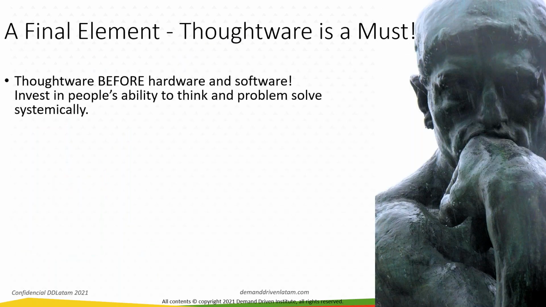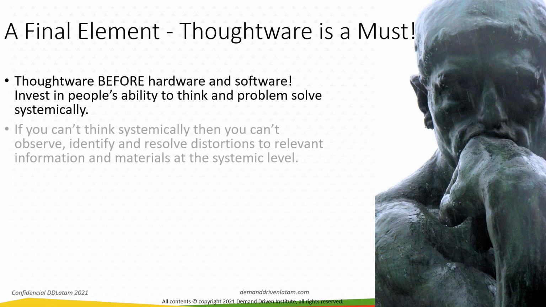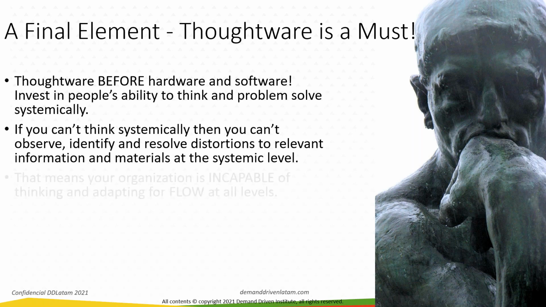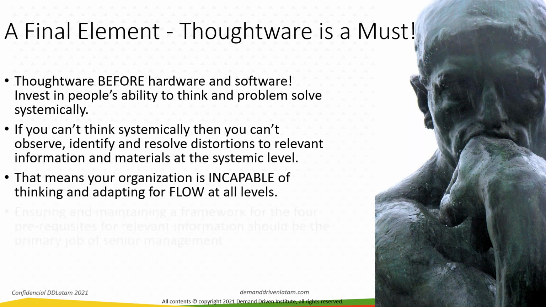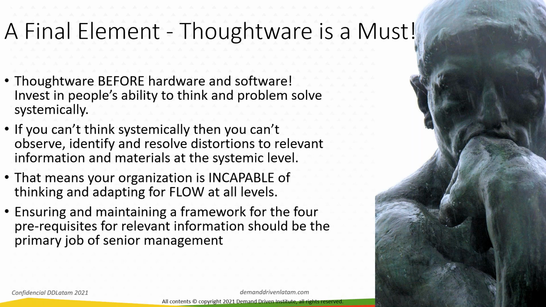Invest in your people. Invest in people's ability to think and problem solve systemically. Because if you can't think systemically, then you can't resolve these distortions to relevant information, which means that if you can't do that, you're incapable of thinking for flow. That's the overall top strategic metric. It's all about flow. And ensuring and maintaining a framework for those 4 prerequisites to give that relevant information, well, that's the primary job of senior management. That's what senior management is there for.